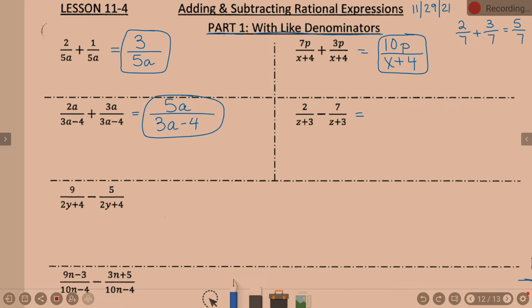2 over z plus 3 minus 7 over z plus 3. Negative 5 over z plus 3. First of all, did we all catch that it is subtracting this time instead? So 2 minus 7 is negative 5. Keep the denominator as is, z plus 3. Does it cancel or simplify? It can simplify. Can it?